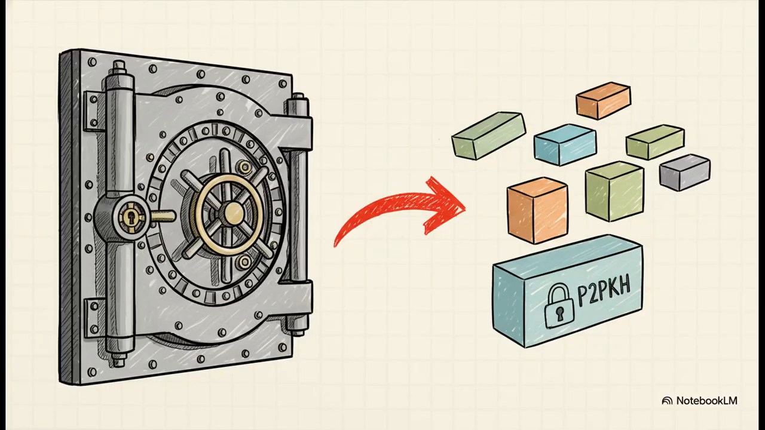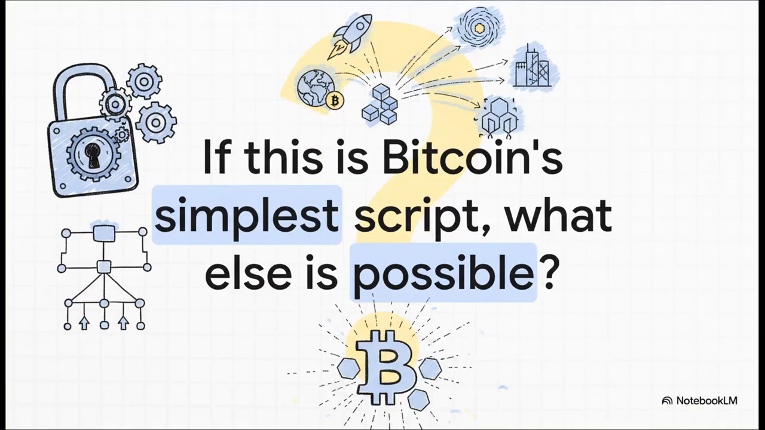So what's the really crucial takeaway here? It's this. Bitcoin security isn't just one static, unchangeable thing like a physical vault. It's actually a flexible, programmable language. P2PKH was like the Hello World program that proved a totally new kind of digital ownership was possible, all enforced by pure logic and code. And that leaves us with a really fascinating question, doesn't it? If this elegant, multi-step verification process is what Bitcoin's simplest script can do, what else is possible?